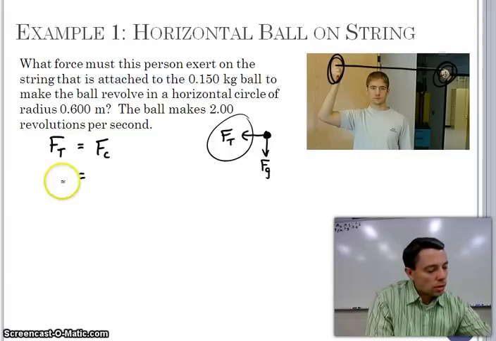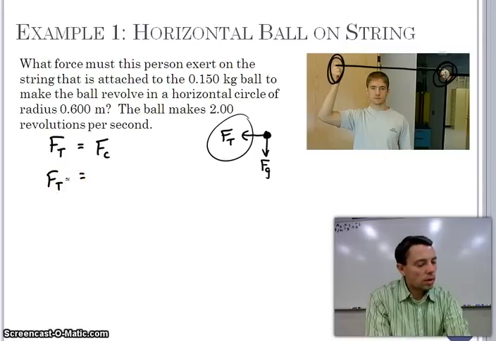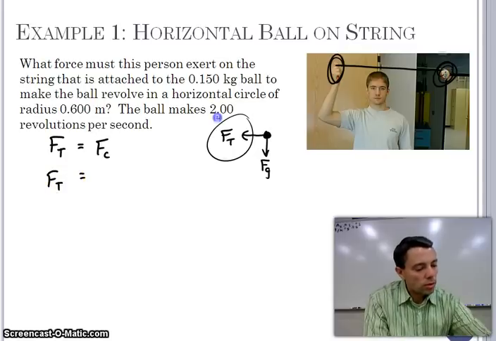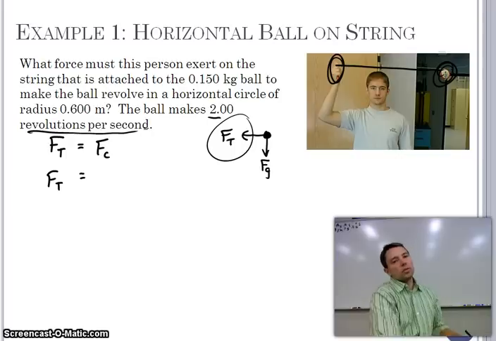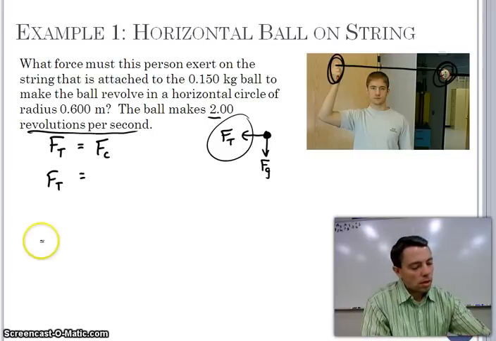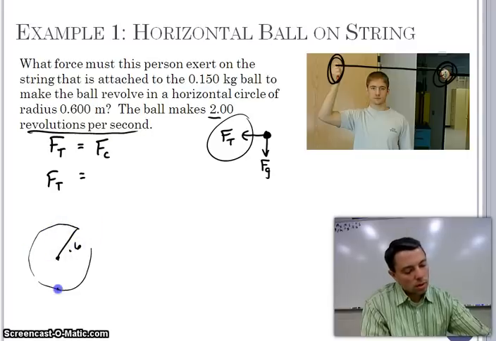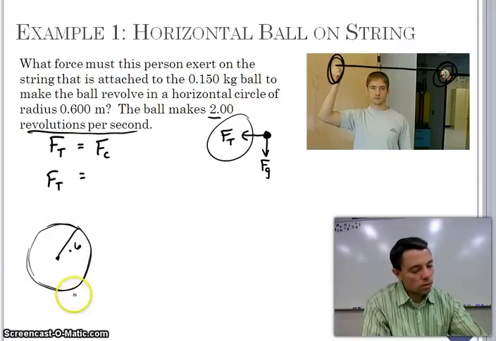So our force of tension is going to be equal to, now I look at this and I say, I know revolutions per second. I can look at this in two different ways. I'm going to take my revolutions and do a little top-down point here. Here's my 0.6 meters, and so then it goes around, and so I make one revolution, I make two revolutions, and this all happens in 1 second.